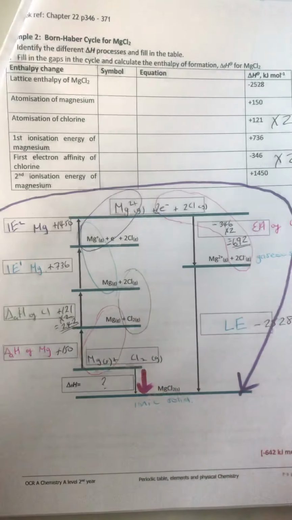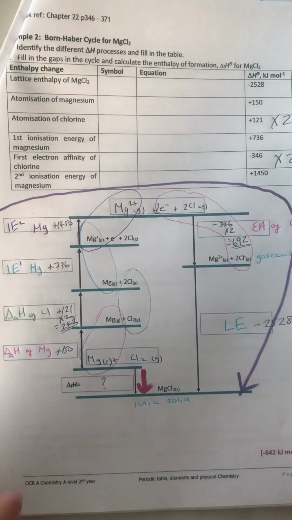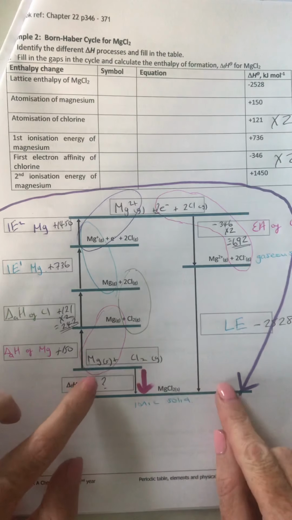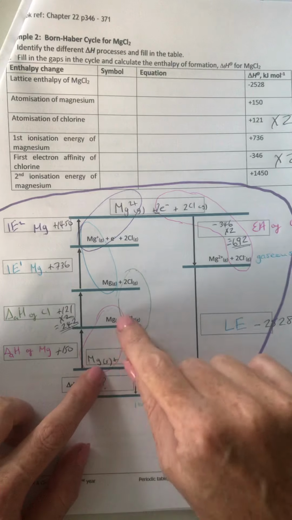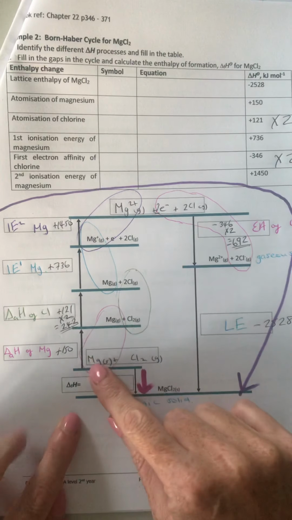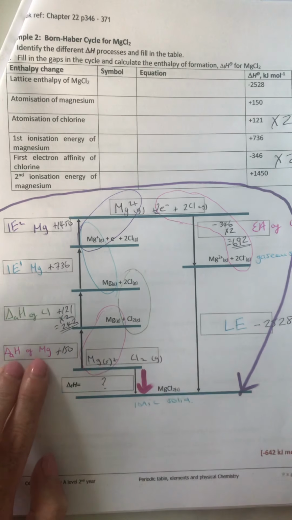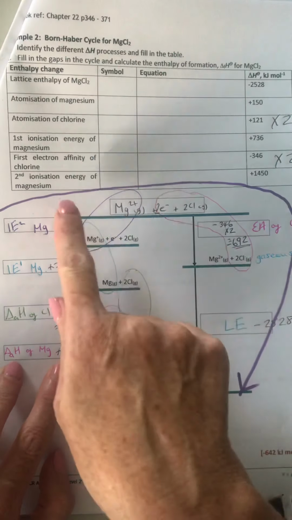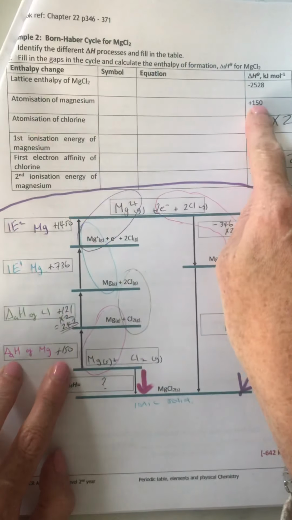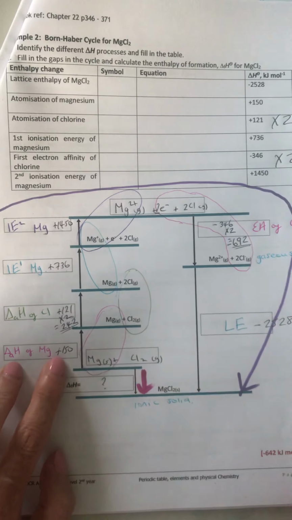You have to ignore all the arrows I've drawn over it. It's the second time I've had to make this video. And then we've got here your magnesium changing from a solid to a gas. I've highlighted it in pink, so you can see that's the delta H atomization of magnesium. That is 150, so that's the value in black there.